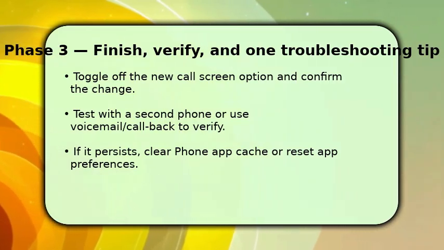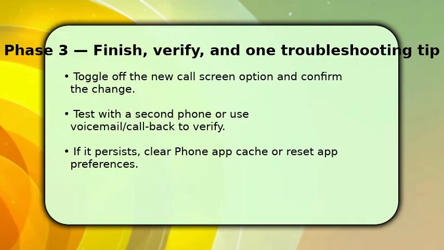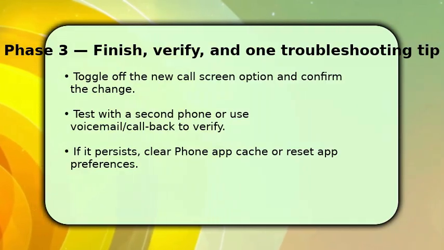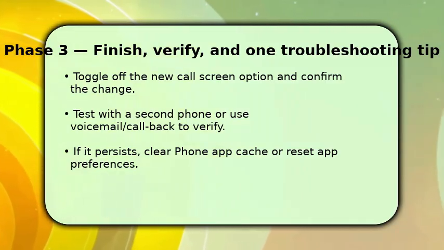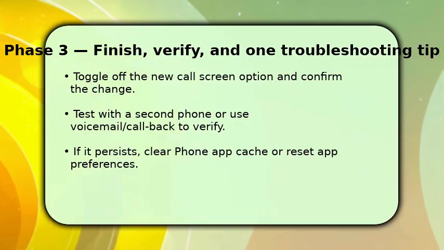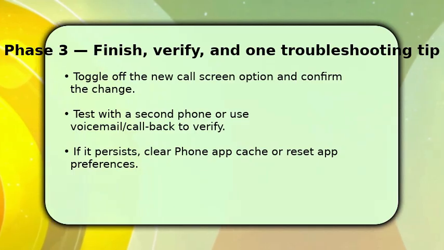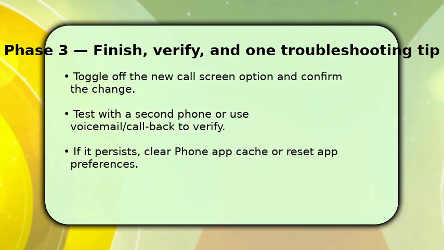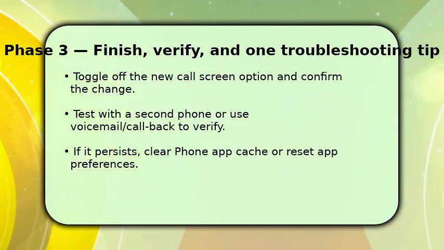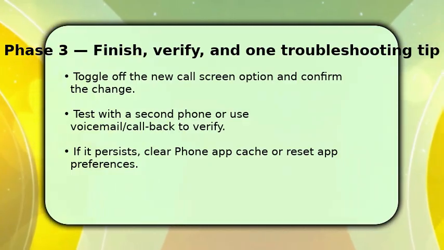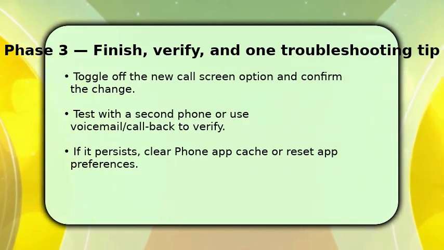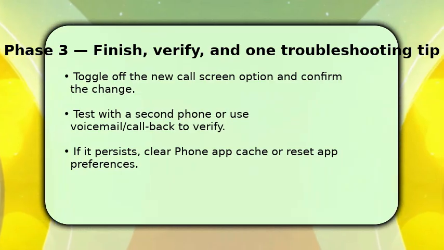Once disabled, test by calling the device from another phone or using your carrier's callback feature to verify the change. If the old screen still appears, clear the phone app cache or reset app preferences and try again. One troubleshooting tip: reboot after changes, because some OEM launchers cache call UI settings and need a restart to apply updates.